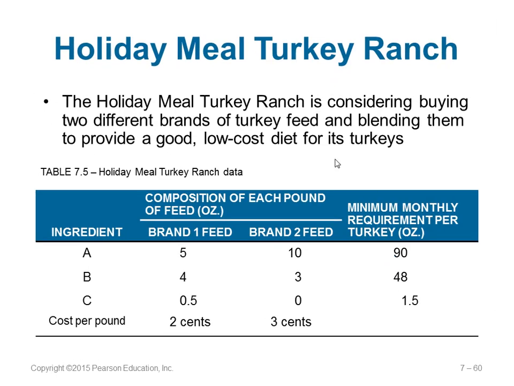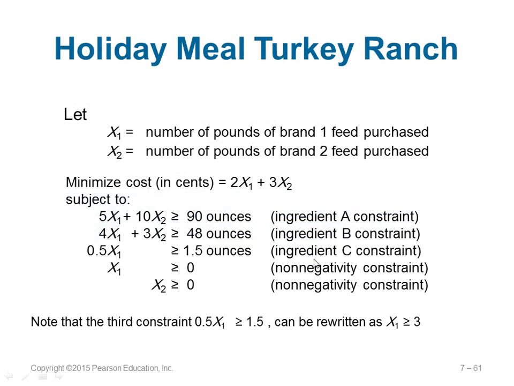Here is an example. They have a holiday meal turkey ranch. Here they are buying two brands of food for turkey feed and blending them to produce a diet for the turkeys they are rearing. There are two brands, brand 1 and brand 2. For each brand there are 3 types of ingredients and the composition is given here. The minimum monthly requirement of each ingredient is also given, and the cost per pound of each brand of feed is also given. So how to decide?